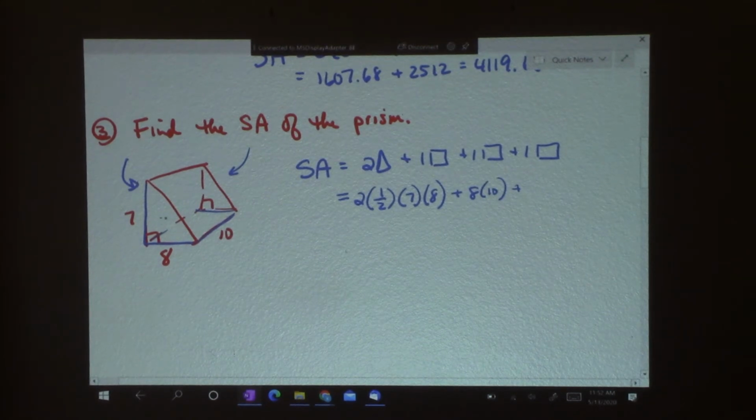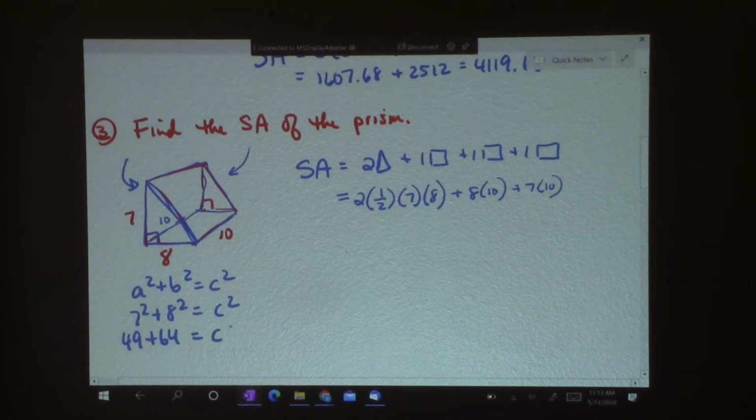The other one is on the back. So if this is 10, this is also 10. So that would be back here. And that's 7 times 10. And then the one I have slanted that's on the top here, do you see that? I need my hypotenuse. How am I going to find my hypotenuse? Well, obviously, if I have a right triangle, I'm going to use the Pythagorean theorem. So let's figure that out. I've got 7 squared plus 8 squared equals c squared.